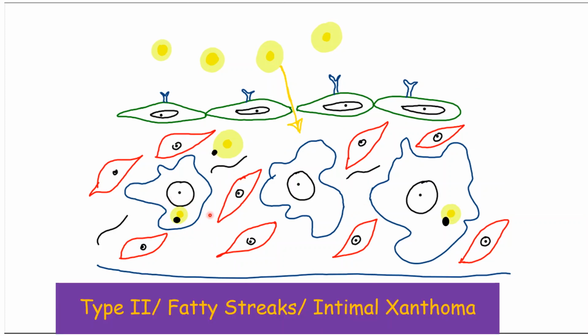The macrophages soon start to engulf and phagocytose the oxidized lipoproteins. As the macrophages become laden with these lipoproteins, they form what is known as the foam cells. They are called so owing to their appearance under the light microscope. Aggregates of foam cells are also visible to the naked eye without magnification, in which case they appear as yellow streaks. Therefore, lesions at this stage are known as fatty streaks, or type 2 lesions of atherosclerosis. In the modified classification, they are referred to as intimoxanthoma.